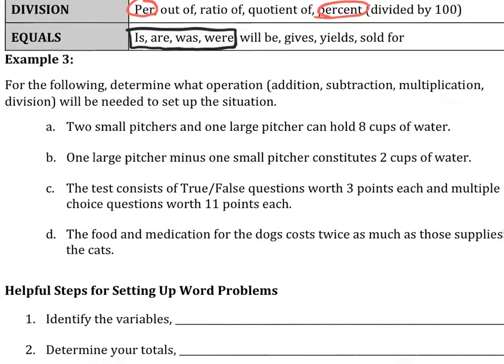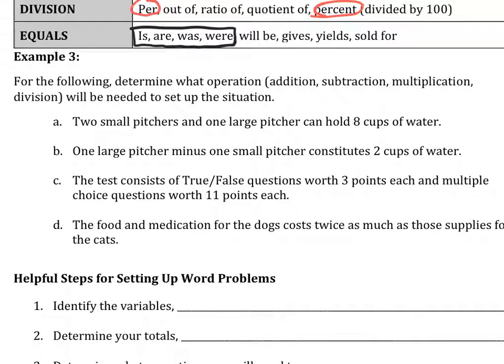So letter A says 2 small pitchers and 1 large pitcher can hold 8 cups of water. Are we going to be adding, subtracting, multiplying, or dividing here? Adding, because of this word and. What about letter B? 1 large pitcher minus 1 small pitcher constitutes 2 cups of water. Subtraction because of minus.